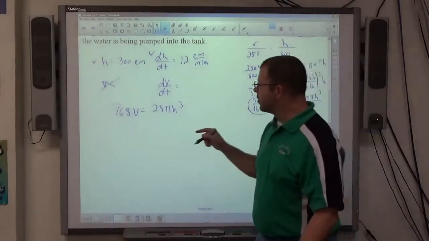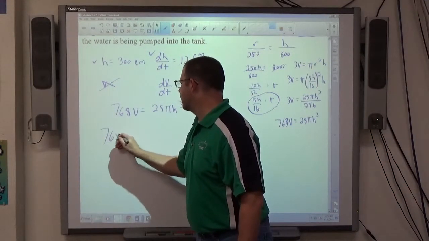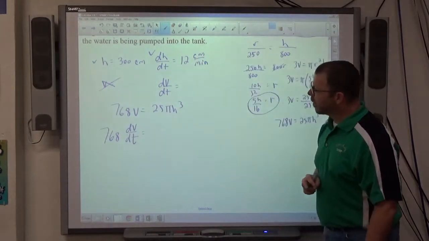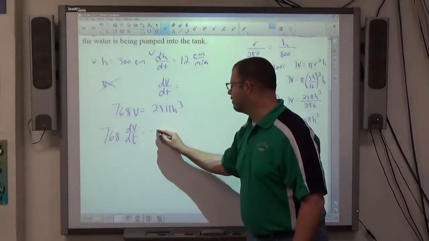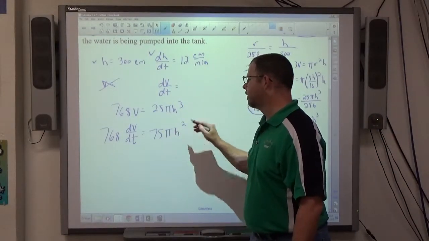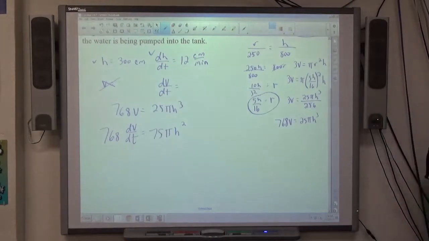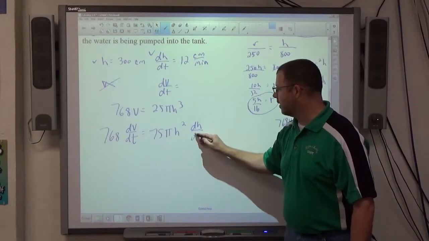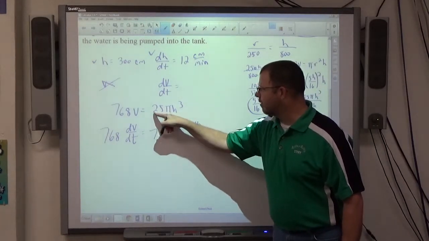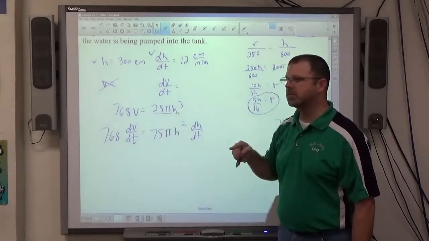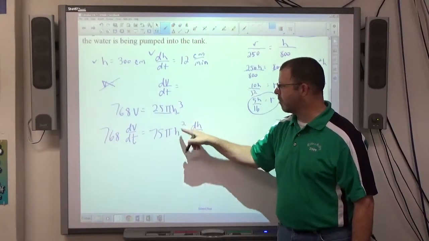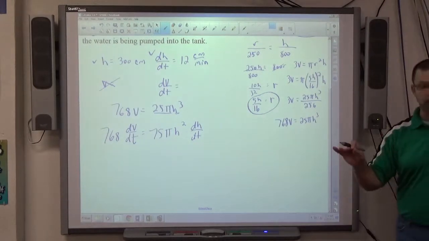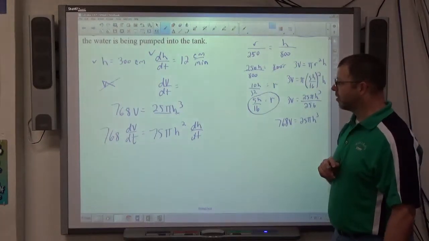So the derivative of 768v is 768 dv over dt, because v is not t. The derivative of 25 pi h cubed is going to be 75 pi h squared. And again, fight the urge to do the product rule when you don't have to. dh over dt because h is not t. This is not a product rule because 25 pi is just a number being multiplied by a letter. Three times the number makes the new number, drop the power by 1. No product rule necessary because it's not a product of letters. It's a product of a number and a letter. Simple power rule is necessary there.